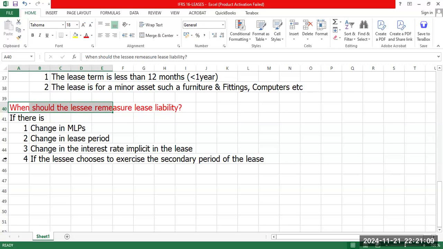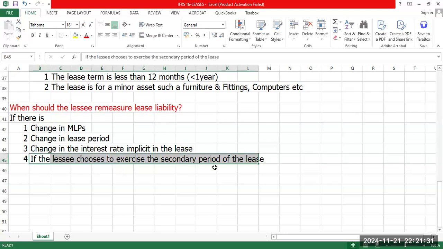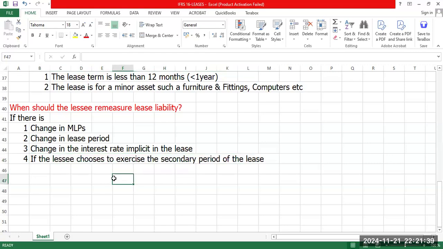Here, this one may be number 4. You may meet it when they say there is a change in assessment of purchase option. Here, if there is a change in assessment of purchase option, it means the same. Okay, so that's all about the theory.